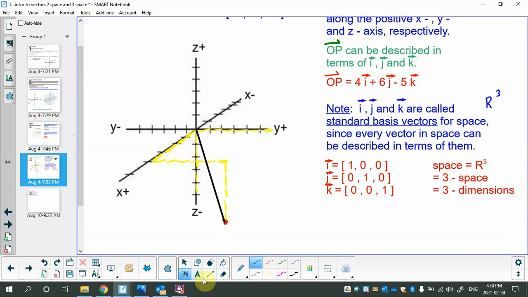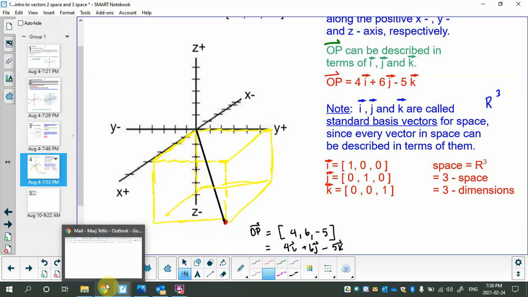So in this case, vector OP is equal to components 4, 6, -5, or 4 vector i's plus 6 vector j's minus 5 vector k. So there's two ways to communicate that. That's the vector. Something I usually do is this, so that I can sort of picture that.